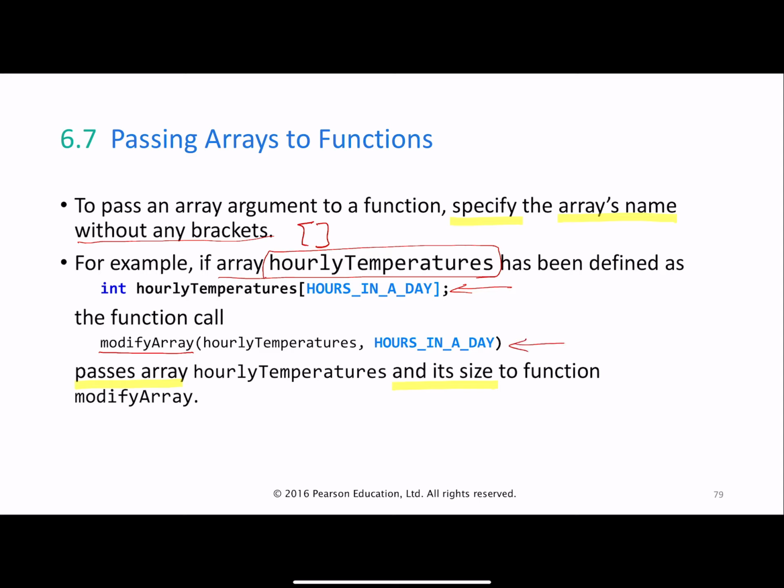It's a call to a function modify array, and over here the first argument it's taking is the name of the array. Notice that the square brackets are absent. And the second argument this function takes is hours in a day over here. That is basically the size of the array.